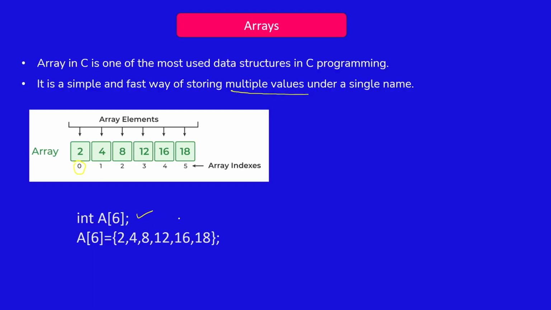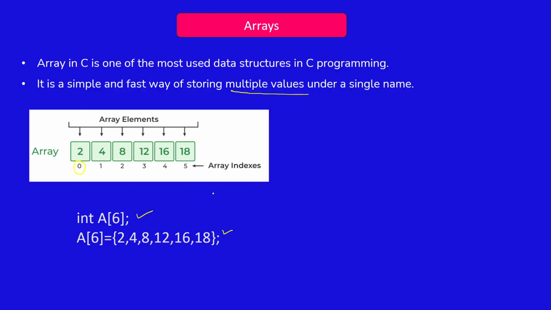Then if you want to declare the values for the initialized array a of 6, then we can use curly brackets. Open curly bracket 2, comma 4, comma 8, comma 12, comma 16, comma 18, then close curly bracket. This is called array declaration. It is applicable to a one-dimensional array.